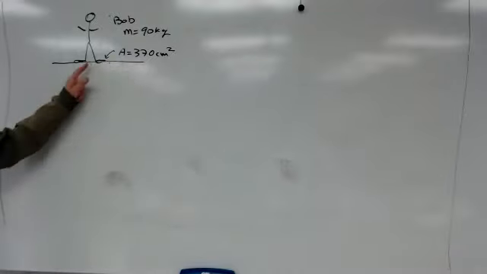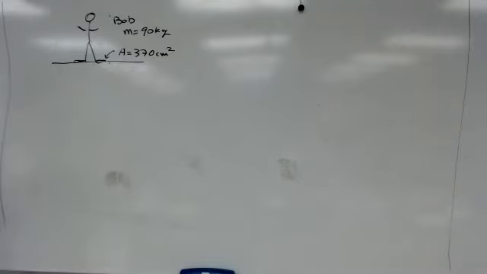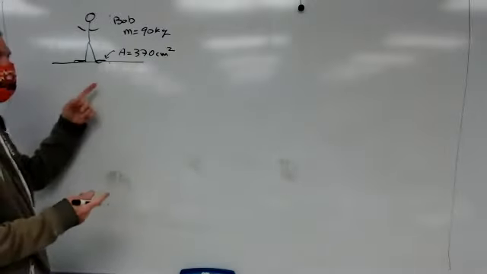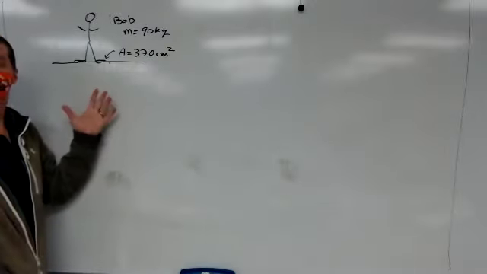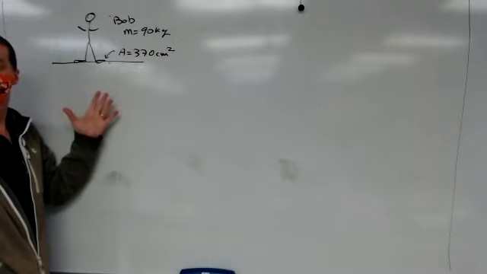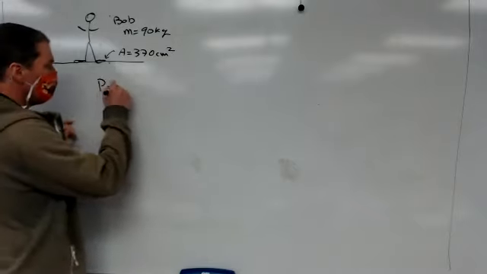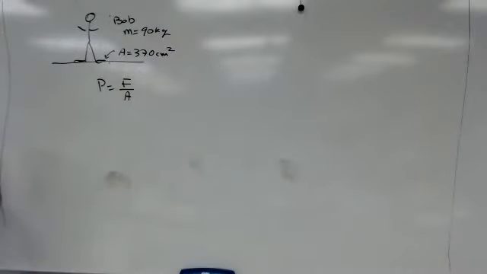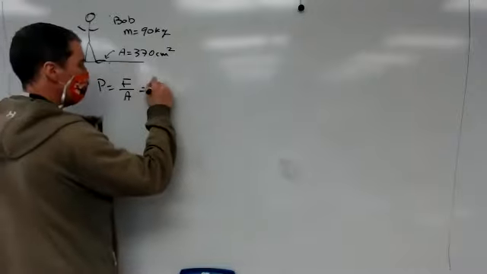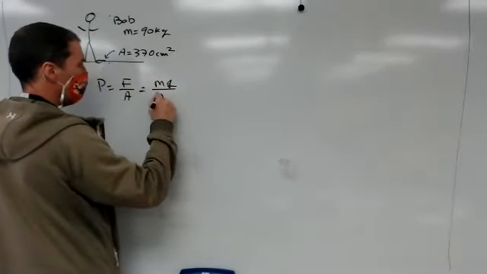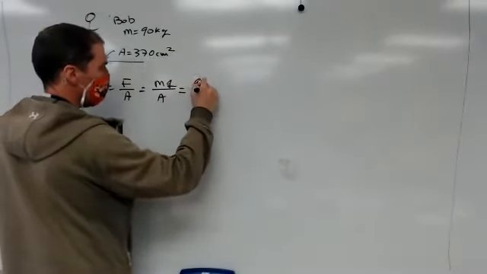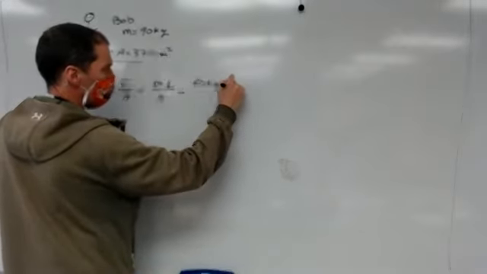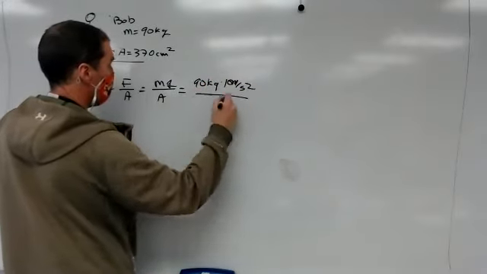So it's the total area of both shoes? It just says that Bob's shoes are 300 centimeters squared in area. Right, so how do you figure that out? What's the definition of pressure? Pressure is equal to force divided by area. What's the force that Bob's shoes are supporting? Gravity. Yeah, mg divided by the area, which is 90 kilograms times 10 meters per second squared, divided by the area.